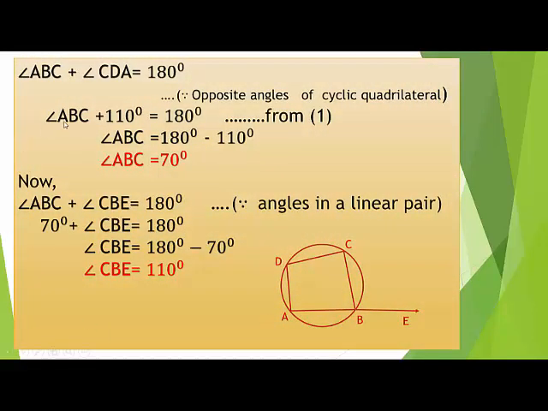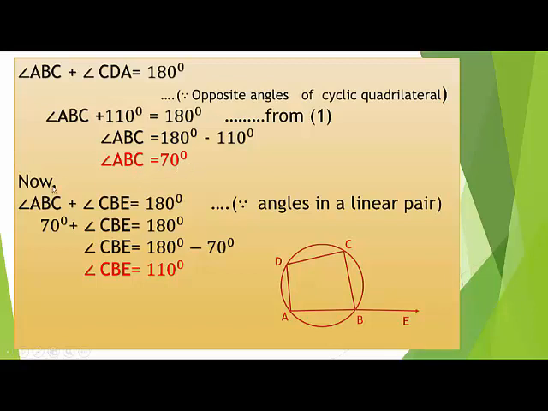Now, angle ABC plus angle CDA is equal to 180 degrees because these two angles are opposite angles of a cyclic quadrilateral. By putting in the value of angle CDA, that is 110 degrees, we get the new equation: angle ABC plus 110 is equal to 180 degrees. By simplifying this, angle ABC is equal to 180 degrees minus 110 degrees. So we get our answer, angle ABC is equal to 70 degrees.